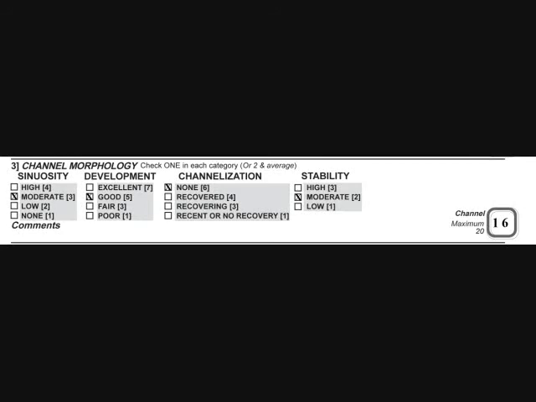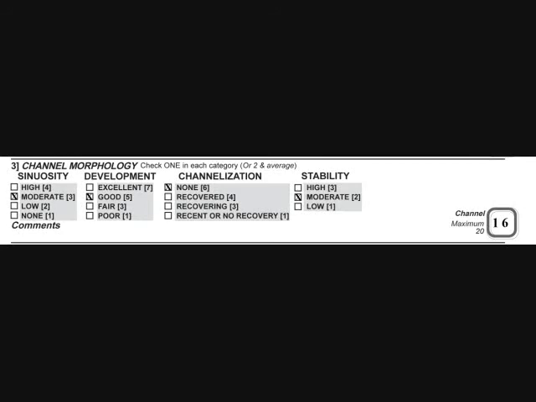Now we're going to look at the channel morphology. First of all, the sinuosity, I gave it a moderate because it did have a few distinct bends in the river. It really wasn't straight. One of the bends actually was well defined. In development, I gave it good because the riffles were really developing. The runs were really developing. It looked like they were really healthy.